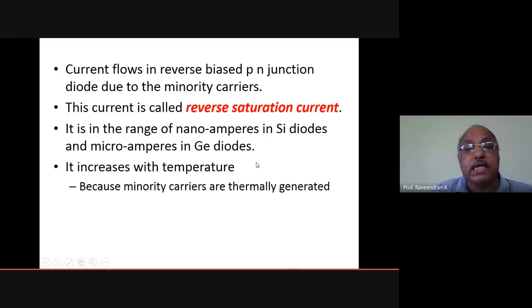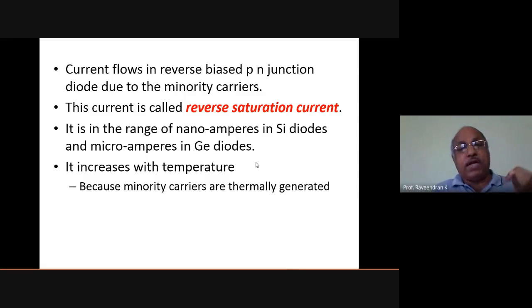We have already seen in the p-type and n-type semiconductor materials that the minority carriers generated in the materials are due to thermal generation. They are thermally generated carriers. So these thermally generated minority carriers will be crossing the junction, producing a reverse saturation current or leakage current, and that leakage current will be of the order of nanoamperes in the case of silicon diode and microamperes in the case of germanium diode.